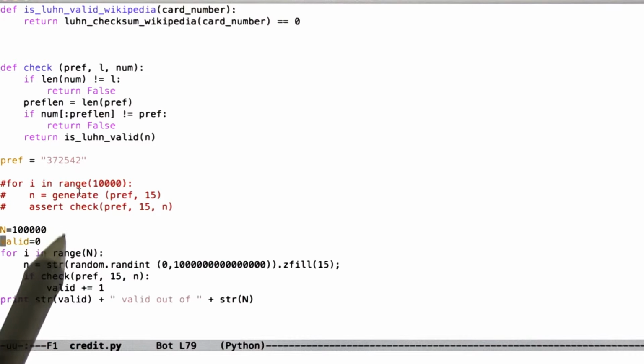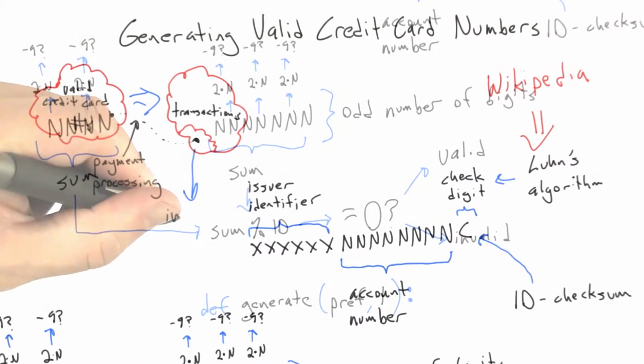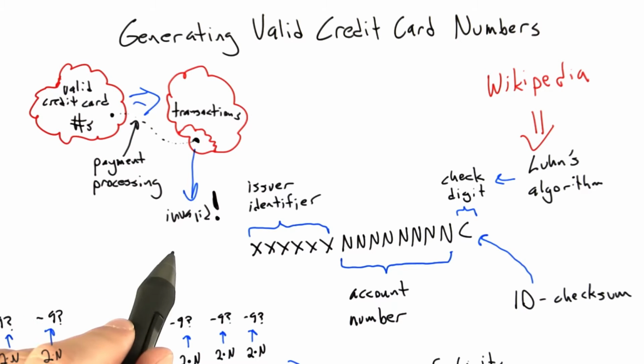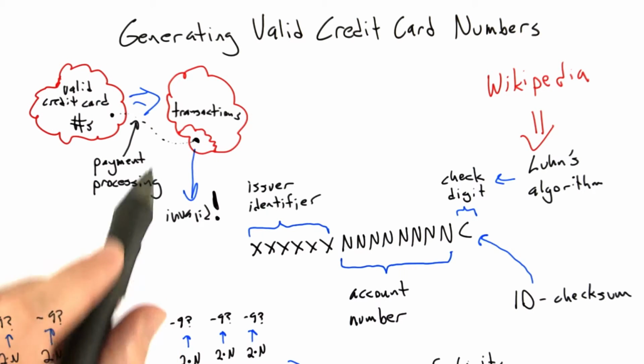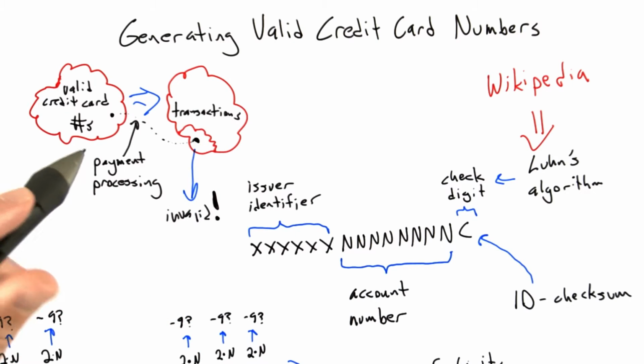So if we start off with a much smaller prefix, like just 37, this is basically anything in the American Express system, I think. Now let's see what happens. So we're going to generate 100,000 credit card numbers, and 104 of them came out to be valid. So even with just a 2-digit prefix, it's pretty unlikely that we generate valid credit card numbers. And so what that means is, if we're generating lots of invalid credit card numbers, of course, we're stressing only the very small bit of our transaction processing logic that checks for valid credit card numbers, and we're not stressing the rest of it.